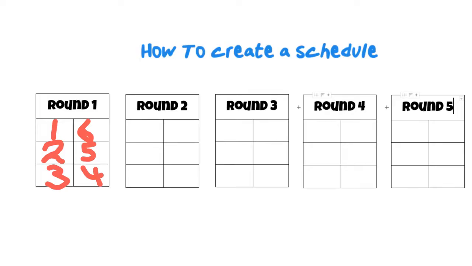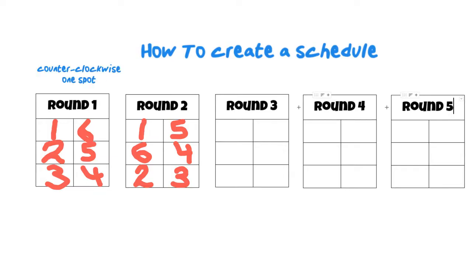In order to do this, I'm going to keep number 1 in the same spot, but everybody else is going to move counterclockwise 1 position. So that means the 6 is coming over here, and the 2 is dropping down, and the 3 is coming over here, and the 4 is moving, and the 5. So everybody has moved counterclockwise 1 position.